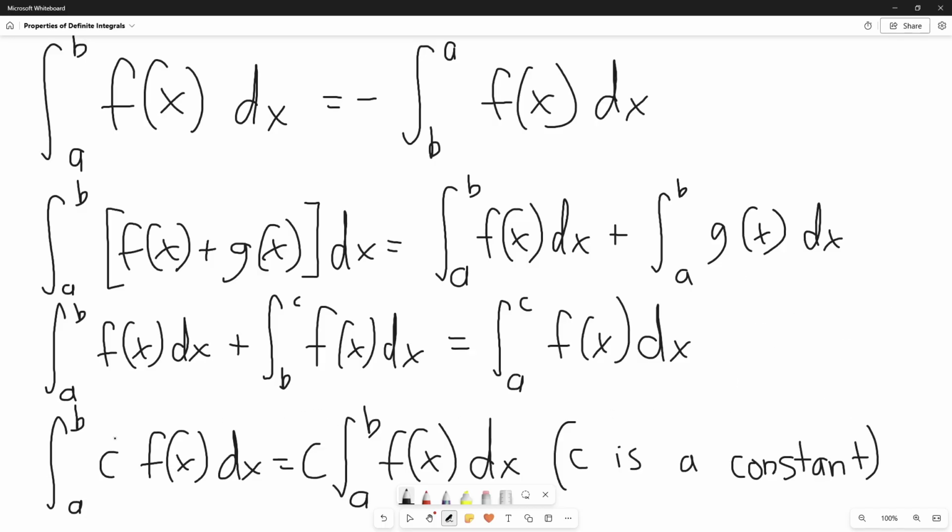And the last one is the definite integral from a to b of c times f of x with respect to x, assuming c is a constant, is equal to c times the definite integral from a to b of f of x with respect to x. Again, this one should make sense because we already have a property for this for indefinite integrals that you should know. You can just move the constant to the front and it's the same thing.